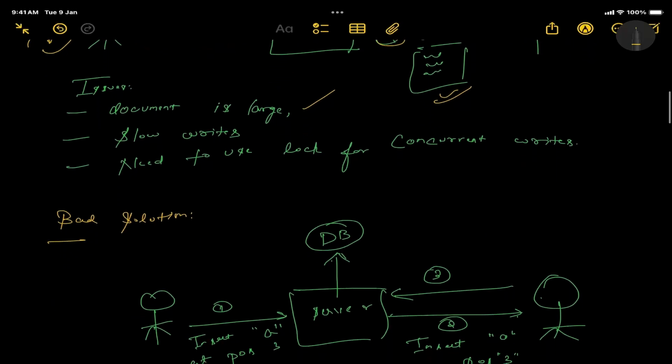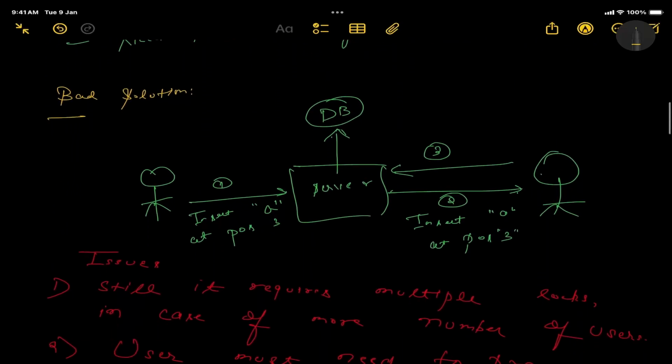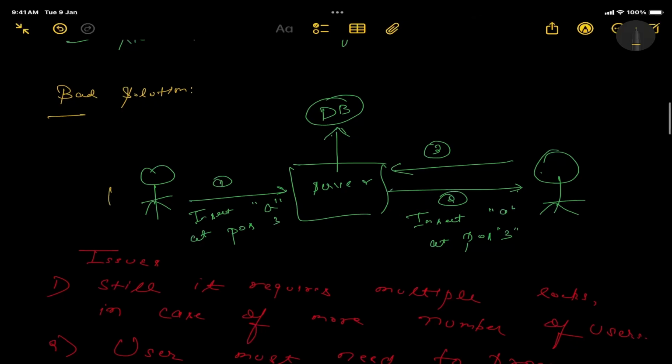Now let's move forward to a, I'll not say better solution, kind of a bad solution, but above that brute force solution. Again, let's say we have a user A and a user B connected to a server via WebSocket connection, and the server has its own DB, maybe you can say a write DB. Instead of sending the document, now we are sending writes. We are not sending the whole document, we're just sending changes.